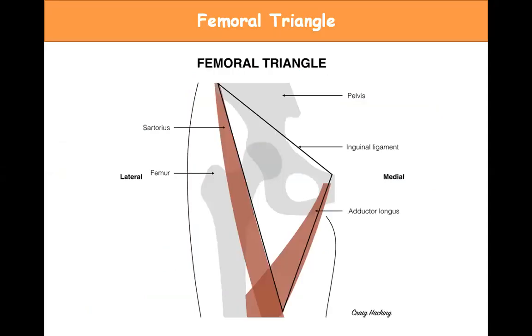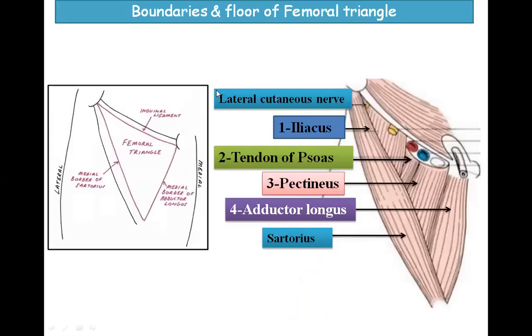So previously, we learned about the femoral triangle in detail. Quickly, we will revise that the femoral triangle is a triangular depression in the upper third of the thigh below the inguinal ligament. Here is the inguinal ligament. You know the attachment of the inguinal ligament. Medially, it is attached to the pubic tubercle and laterally, it is attached to the anterior superior iliac spine.